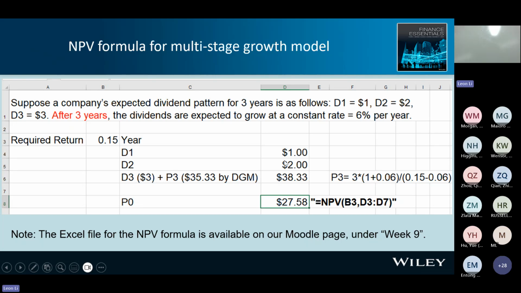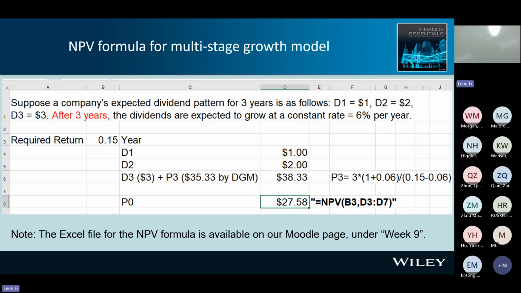And D1, D2. Then I use the NPV formula in Excel. For the NPV formula, the first variable is our required return. Then we have D3 to D7, they are our cash flows, right? Cash flow. Then I have P0. By the way, this Excel file for the NPV formula is available on our Moodle page, so you can download the Excel.